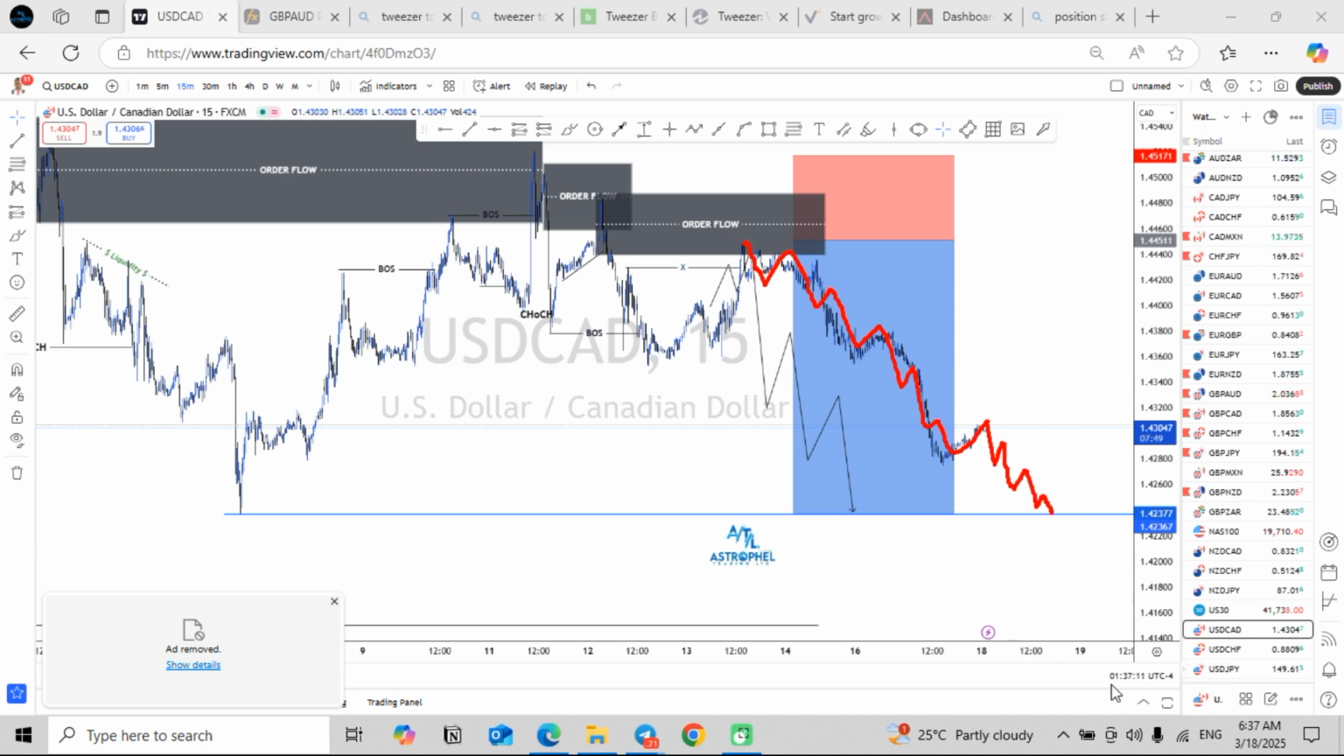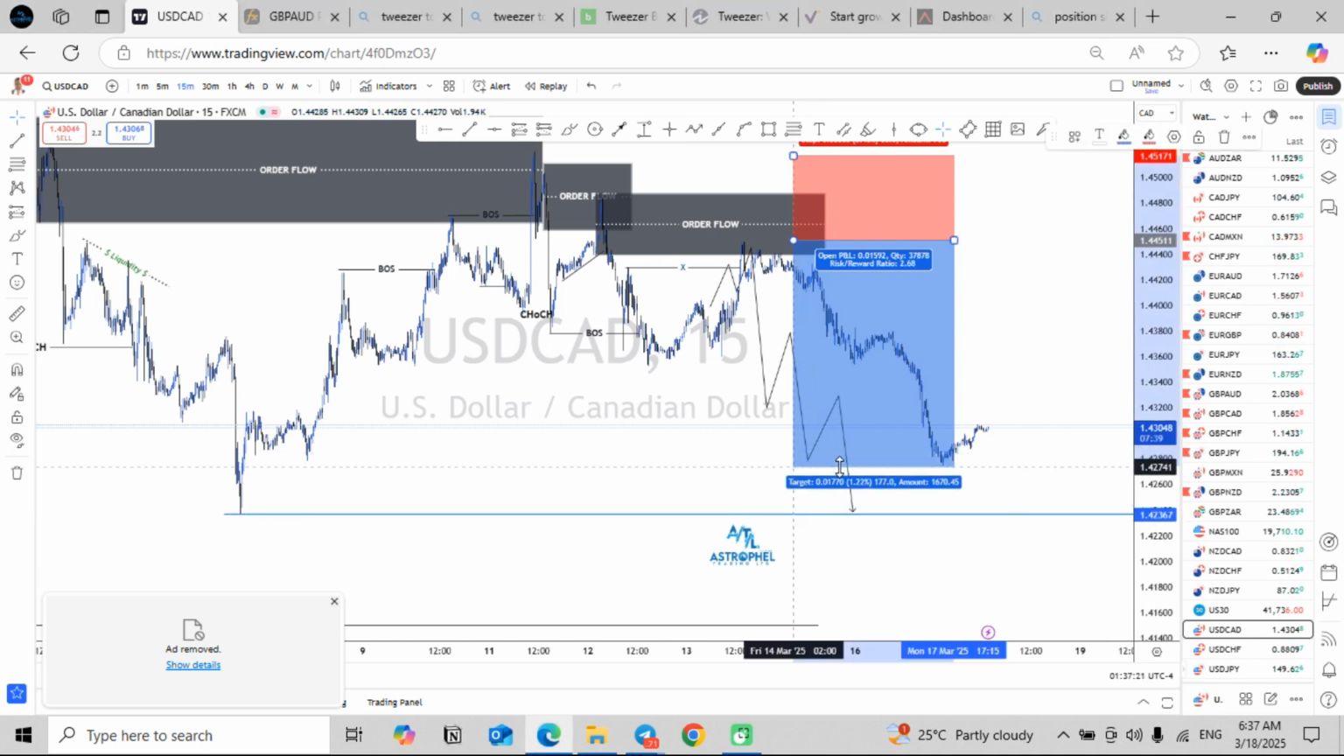So how many pips has that done to the downside? Just within 2 days, looking at it from that top to the lowest low the market reached right now, that market has given us 177 pips just within 2 days. So this is very clean and clear.